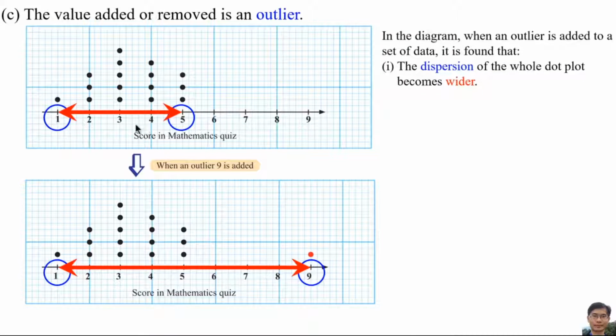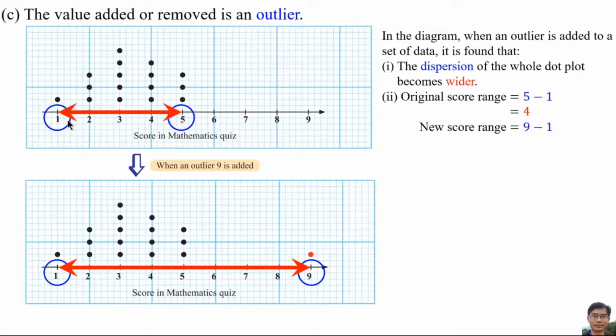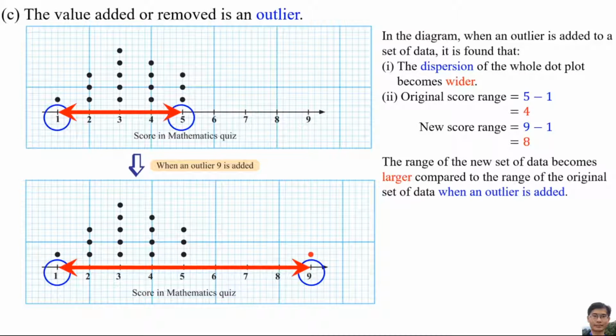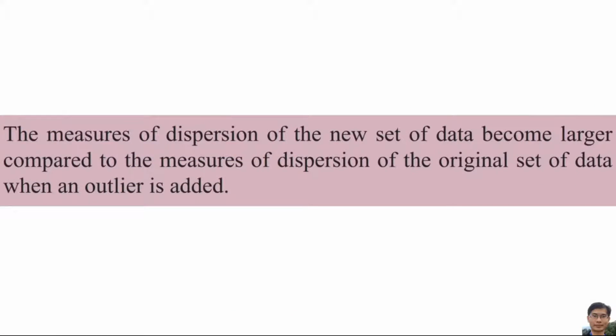This is wider than this. The original range equals 5 minus 1 equals 4. The new score range equals 9 minus 1 equals 8. The range of the new set of data becomes larger compared to the range of the original set of data when an outlier is added. The measure of dispersion of the new set of data becomes larger compared to the measure of dispersion of the original set of data when an outlier is added.